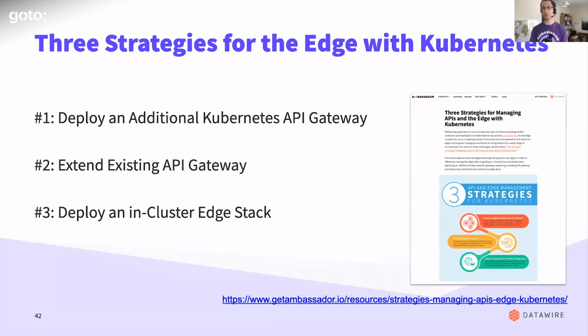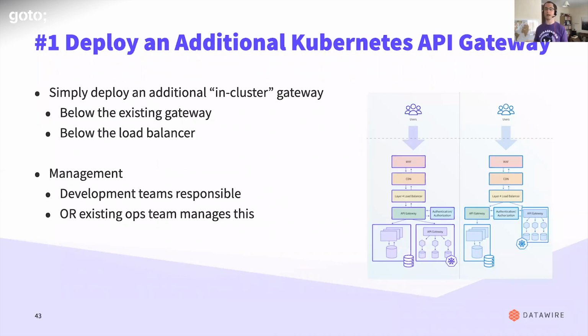We've written some blog posts on this. We've got some white papers. If you want to go into more detail, I'll skirt through each of the options now. The first strategy is deploying this additional Kubernetes API gateway. It's pretty simple. Most commonly I see people literally spin up a cluster and put it underneath their existing API gateway, and they're simply passing through traffic in their existing gateway to this new world.